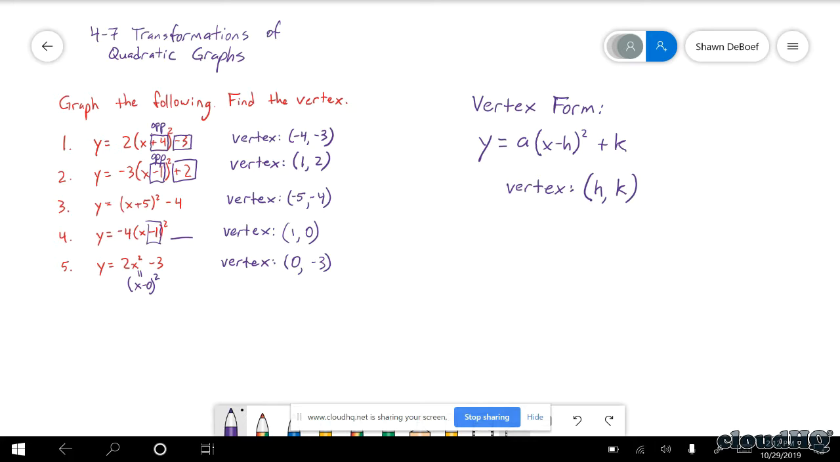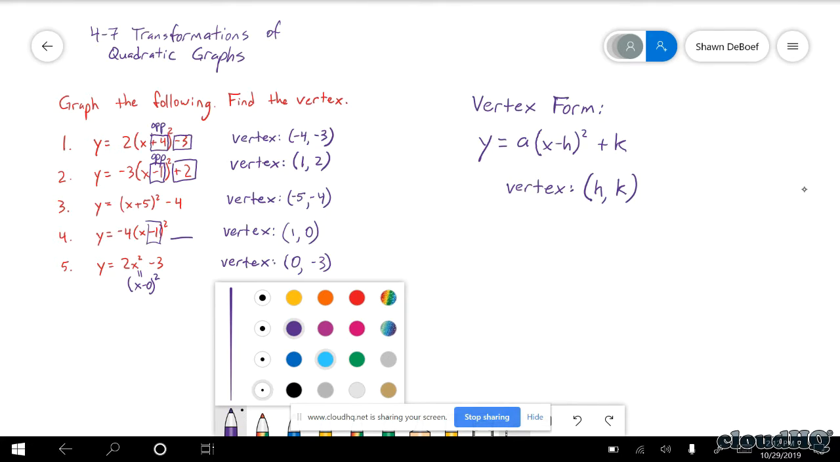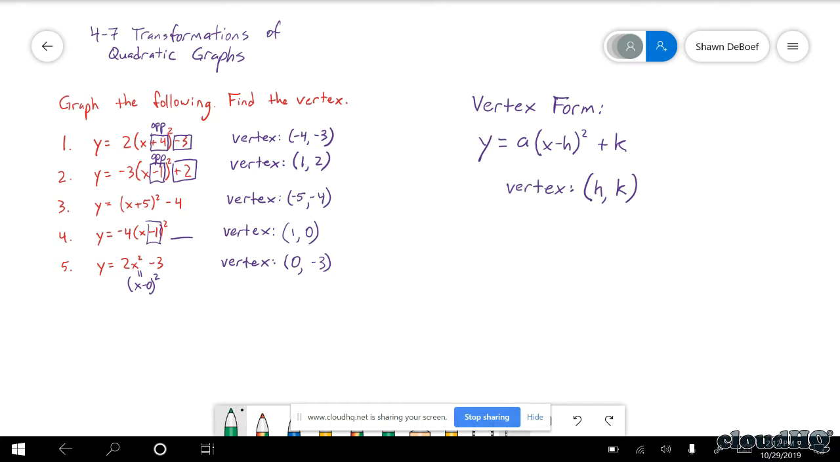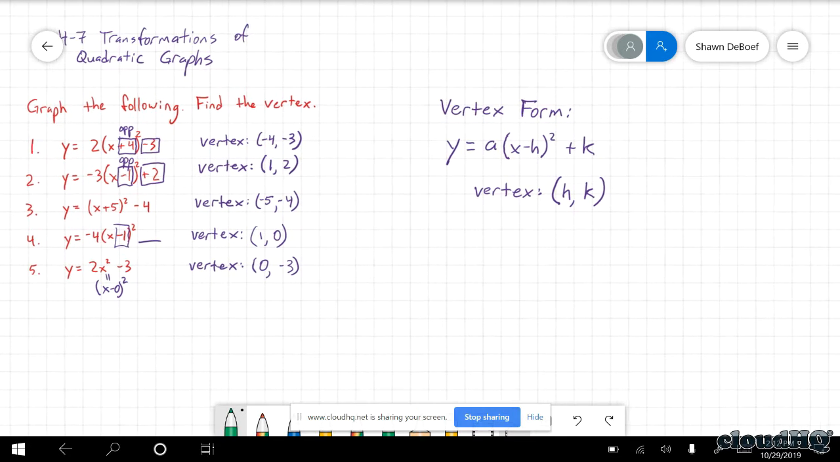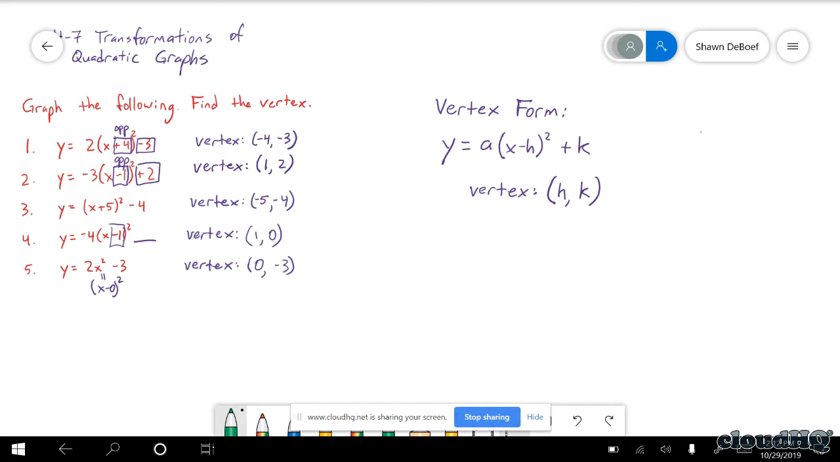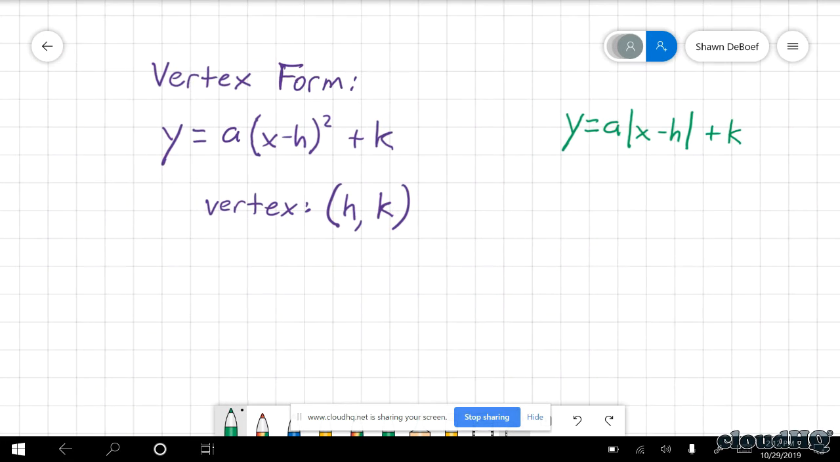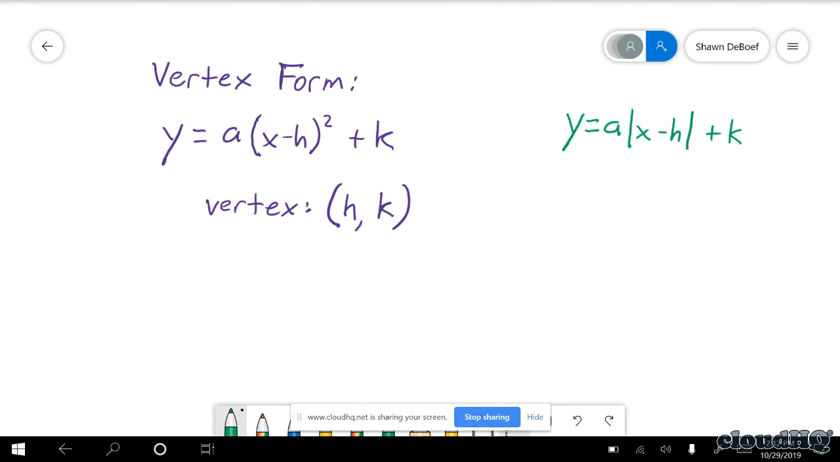That should look similar to something else we've done. Does anybody remember when we've seen these letters before in a previous unit? Nobody. It was the absolute value. So you don't have to write this down, but remember what absolute value looked like, which we've tested on before. Looked very similar. Instead of parentheses and squared, we had the vertical bars, but it had the a, it had the h, it had the k, and the vertex then was (h, k) as well.